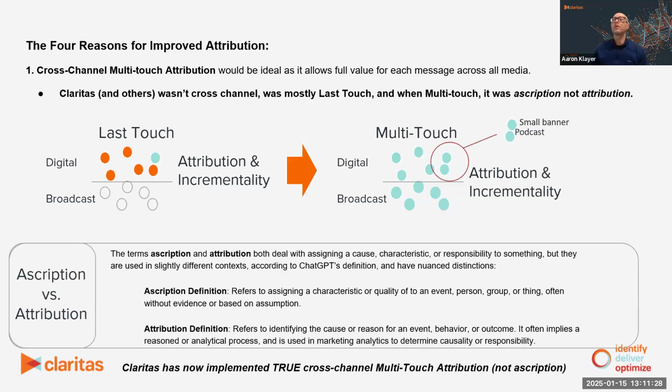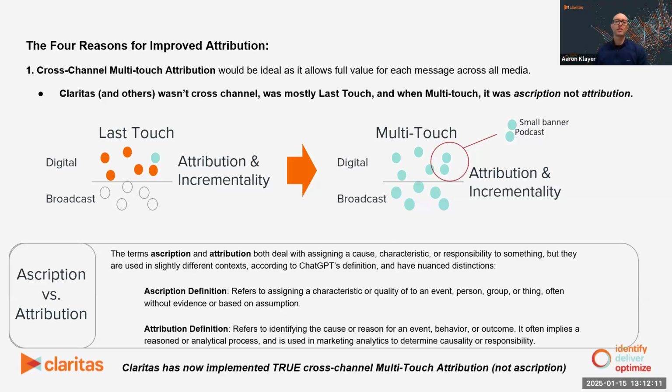So let's see. When we think about attribution, there's a difference between ascription and attribution, and we see a lot of what's occurring in the market is ascription rather than true attribution. So we did a quick definition out of ChatGPT to explore the differences. Ascription refers to assigning a characteristic or quality of an event to a person, group, or thing, often without evidence or based on assumption. Whereas attribution refers to identifying the cause or reason for an event, behavior, or outcome. It often implies a reasoned or analytical process, and it's used in marketing analytics to determine causality or responsibility.